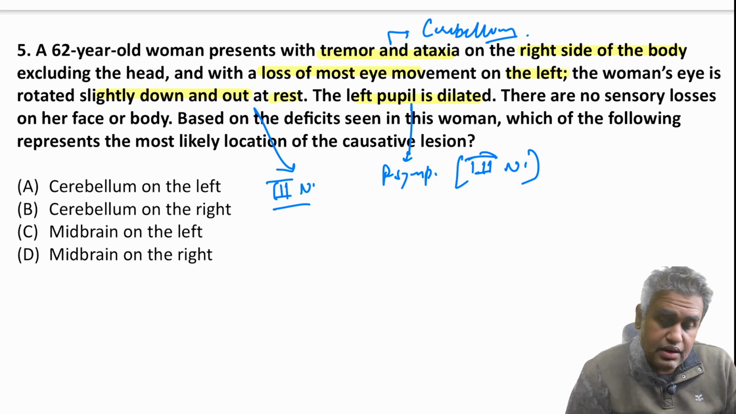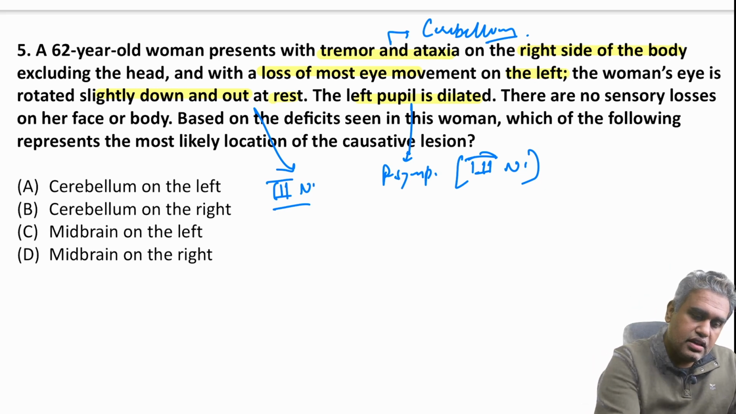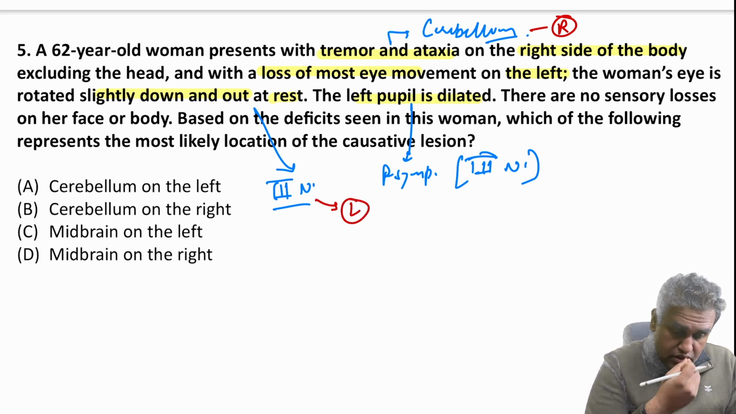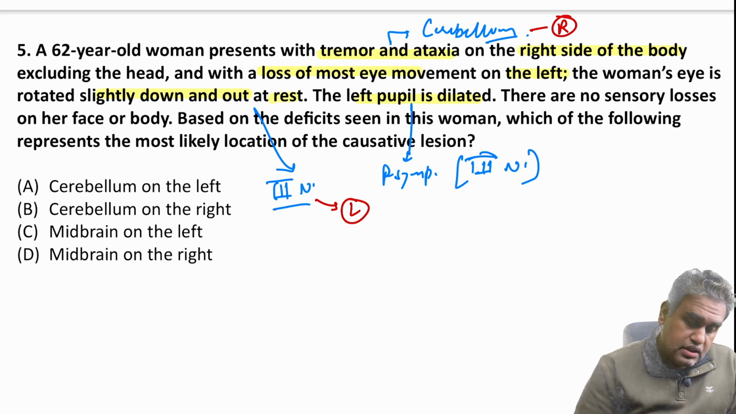अब यहाँ पे there's confusion. Cerebellum तो कह रहा है that I am having an issue on the right side, third nerve कह रही है issue on the left side. अब कहाँ जाए? You look at the options: cerebellum on the left, cerebellum on the right, midbrain. अब third nerve comes from the midbrain, तो यहाँ midbrain भी सही है.